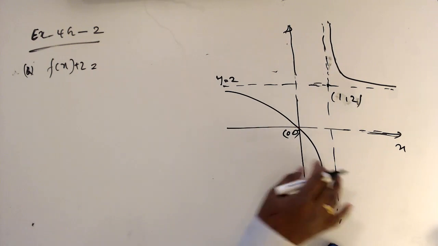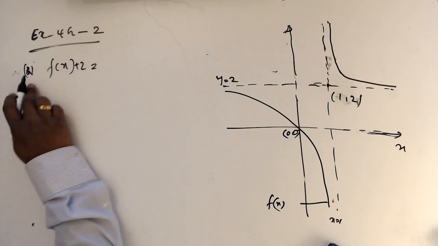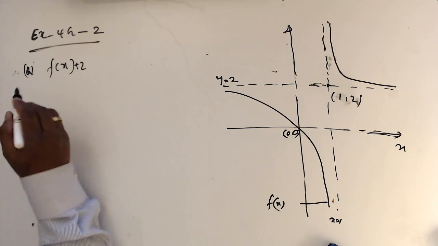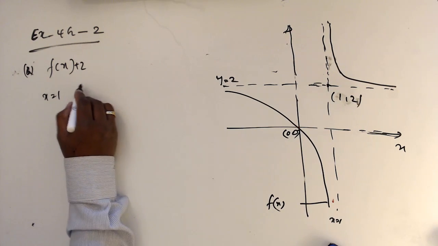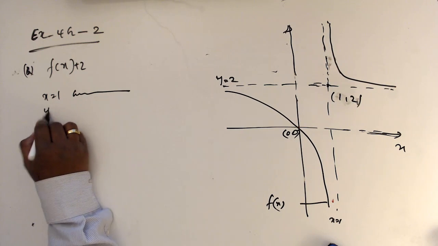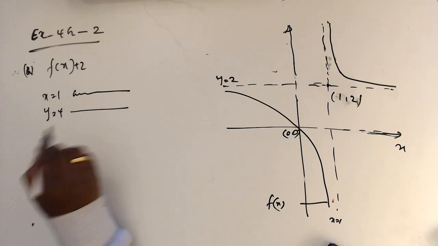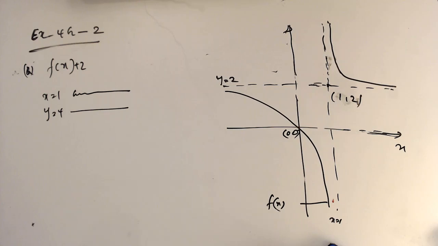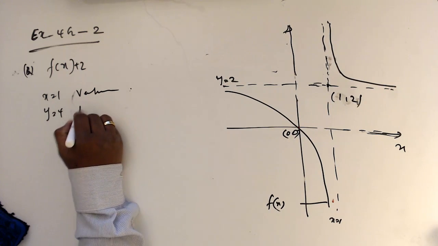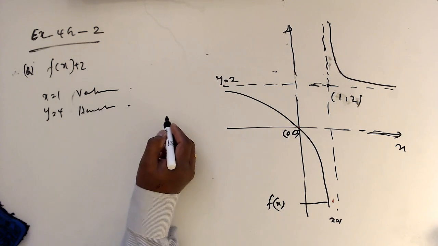If I delete the graph, you still have to write the asymptotes. x equal 1 is an asymptote, and then y equal 4 is the other asymptote. Or you can write x equal 1 is the vertical asymptote and y equal 4 is the horizontal asymptote.